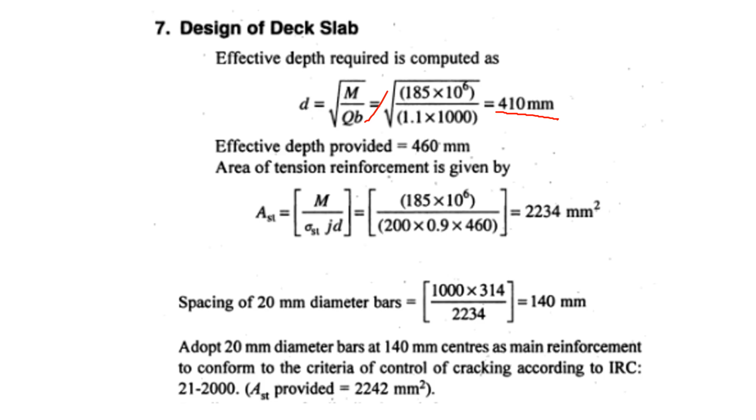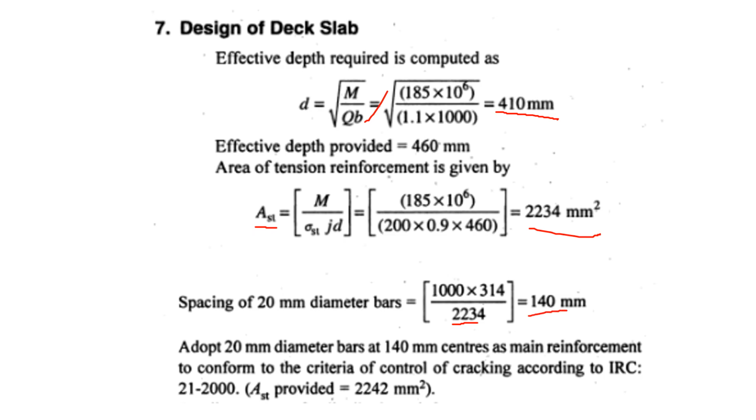So next one is the area of tension reinforcement. AST is equal to M divided by sigma ST J D, where J is the lever arm constant. So it is 185 into 10 to the power 6 divided by sigma ST into 0.9 into 460, which is 2234 mm square. Next we will find out the spacing of 20 mm diameter bars, which is 1000 into small ast divided by capital AST, which is 140 mm.